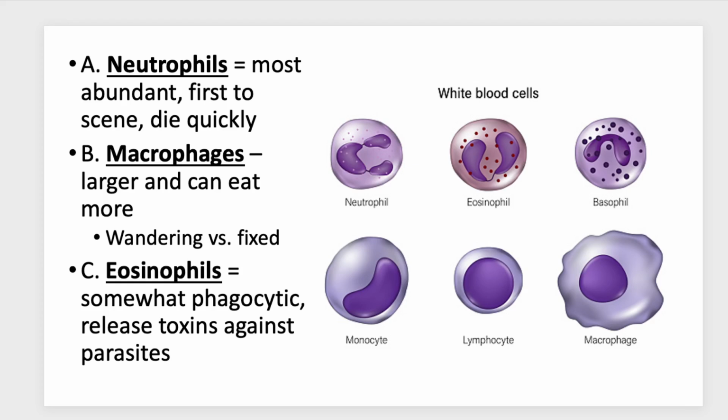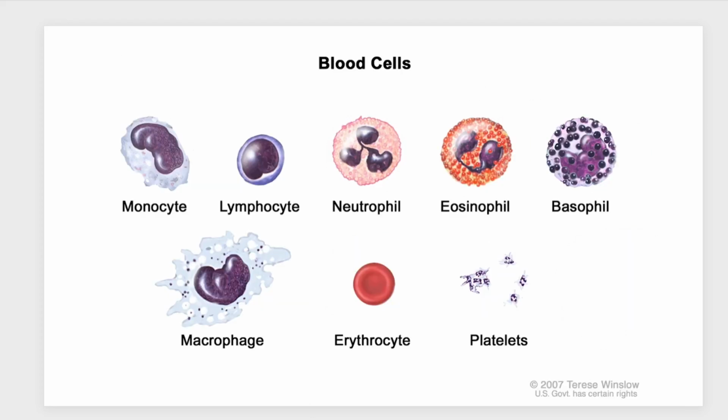Macrophage, you hear that one come up probably more than anything else. These are larger and they can eat more. And we have some that are wandering versus fixed that we might get into here in just a second. Eosinophils, somewhat phagocytic, they release toxins against parasites. So here's an image of what some of these look like.